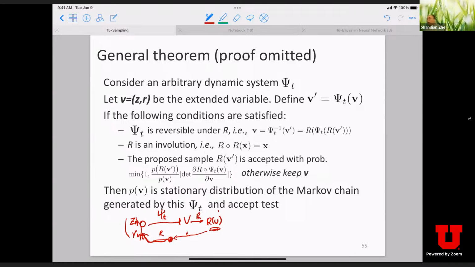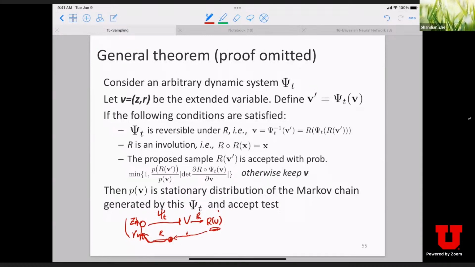So we got a general theorem showing that, for any given dynamic system, how do we operate to generate a valid proposal and do the acceptance test to ensure that your Markov chain Monte Carlo sampling will converge to a target distribution, right? This is the theorem we discussed in the last lecture. So let us just quickly go over it.